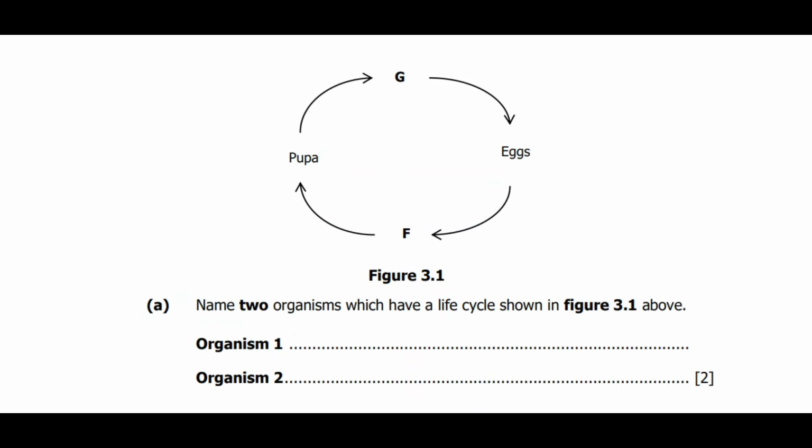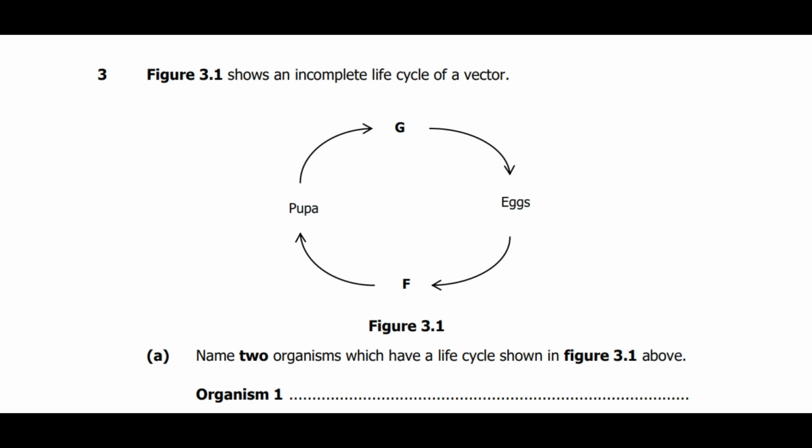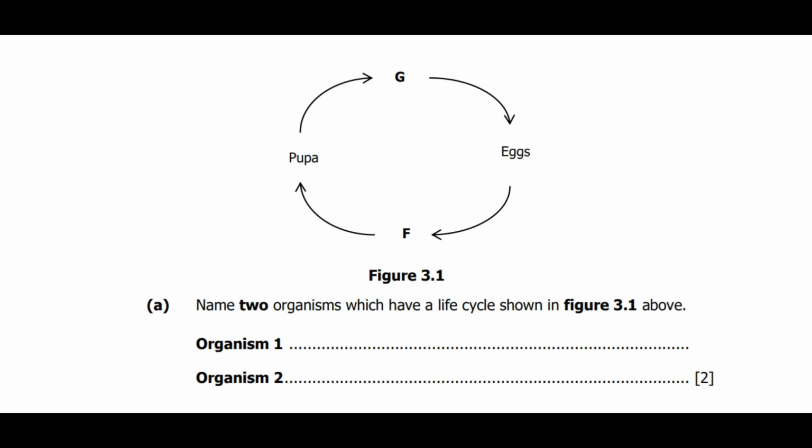Now we move on to question 3. Figure 3.1 shows an incomplete life cycle of a vector. It's incomplete because we can see that we have 2 missing, denoted by letters G and F. Now, whenever we have a life cycle that consists of 4 stages, we are dealing with complete metamorphosis. Under incomplete metamorphosis, there are only 3 stages.